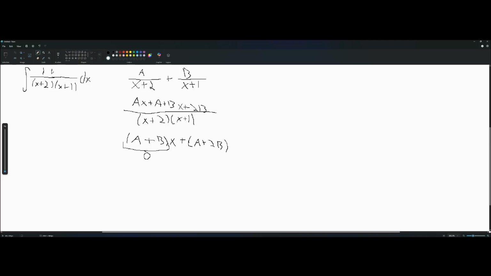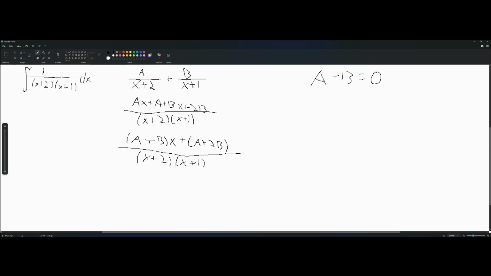Say if this was like plus 2x, then this would be equal to 2. That makes sense, right? Because essentially this is our integral, but split into two separate sections now. And we see that there is no x portion in the numerator, so this is just 0. So we can say a plus b is equal to 0, right?